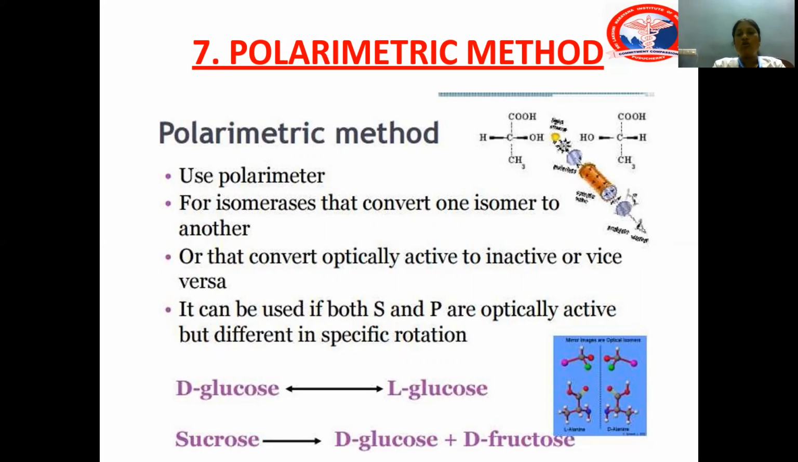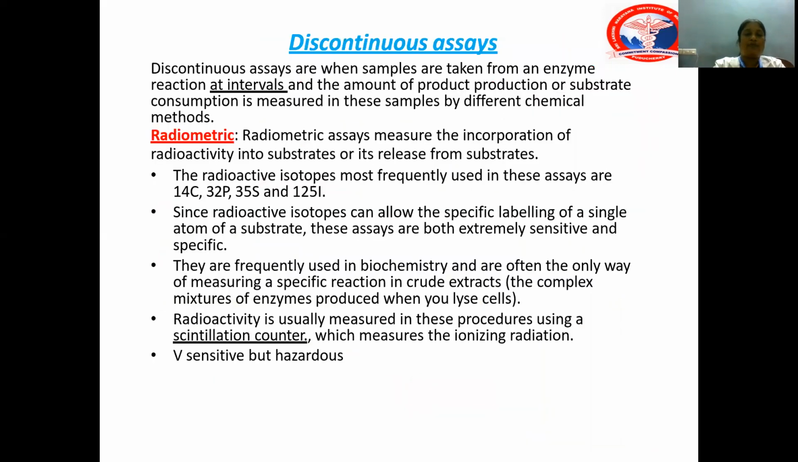So it can be used if both substrate and products are optically active but different in their specific rotation. That is, it can not only measure conversion of an optically active substrate to an optically inactive product, or an optically inactive substrate to an optically active product, but also if both substrate and product are optically active but differ in their specific rotation, it could also be detected. For example, D-glucose, the substrate, getting converted to L-glucose, the product. Both in this case are optically active, but the rotation direction differs. Similarly, sucrose, which upon hydrolysis will give D-glucose and D-fructose.